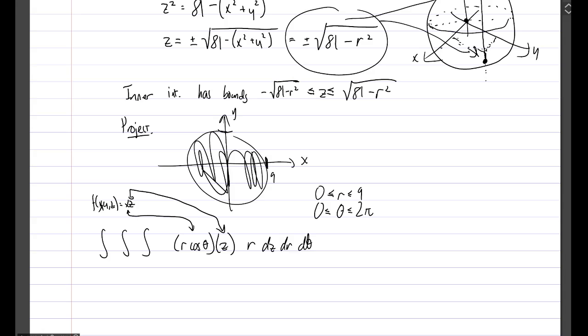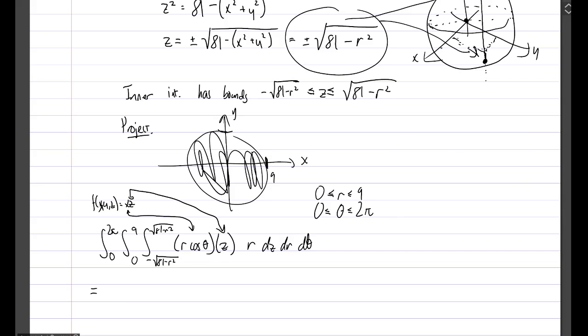And the z integral being the innermost, we saw the bounds over here. So this should be an integral from negative root 81 minus r squared up to positive root 81 minus r squared. Then r went from 0 to 9, and theta went from 0 to 2 pi. Okay, the integral is set up, so we're technically done with the question, but this integral can be done, so let's talk ourselves quickly through how we would do it.